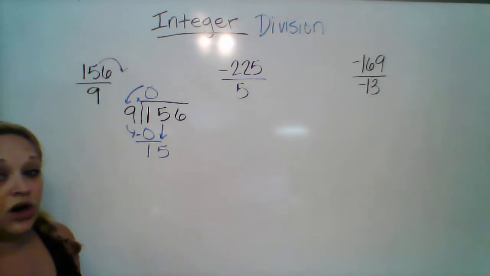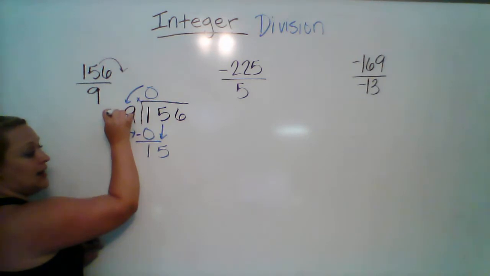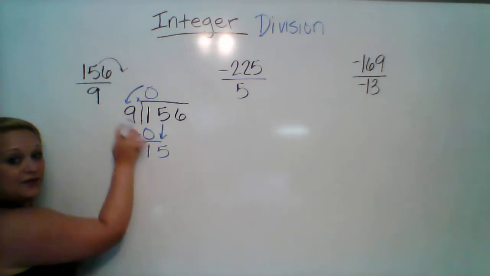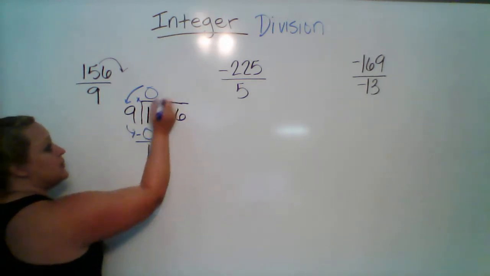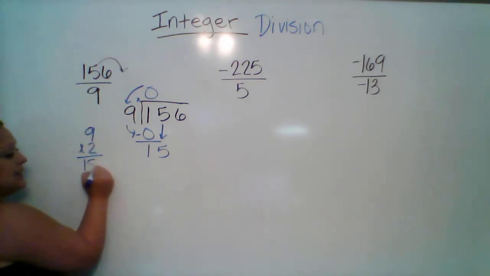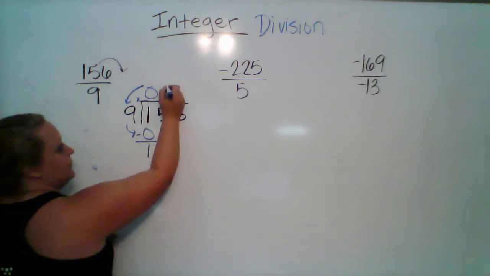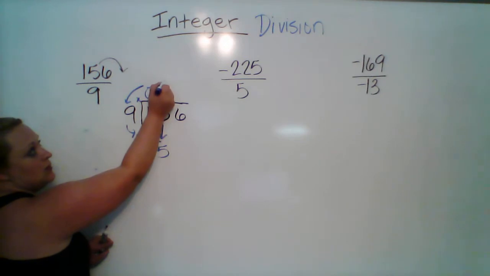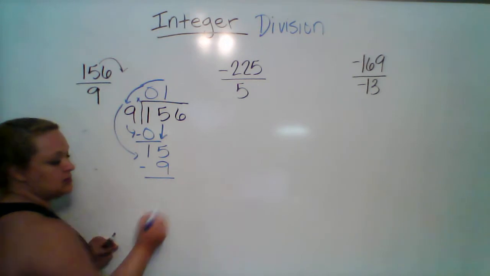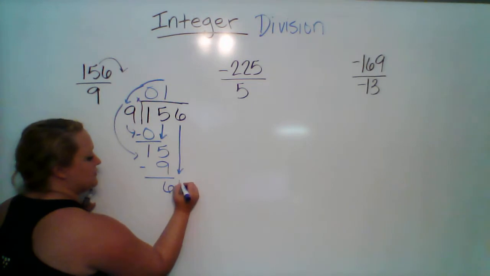Okay? So I'm starting completely over. What number times 9 gives me 15? How many times can 9 fit into 15? It can fit in once, because 9 times 1 is 9, but 9 times 2 is 18. 18 is too big, so we can't use a 2, we have to use a 1. Same thing, 1 times 9 is 9. Subtract. 15 minus 9 is 6, of course. Bring down our next 6.